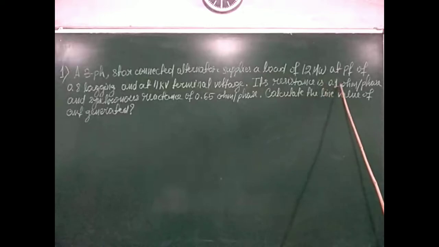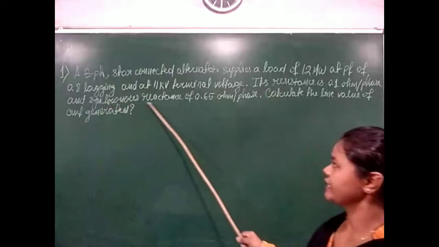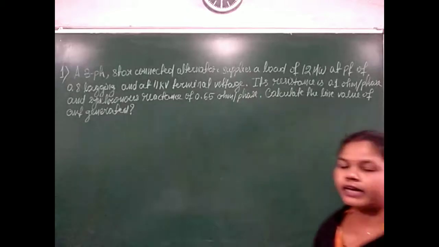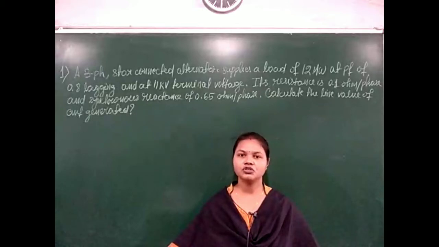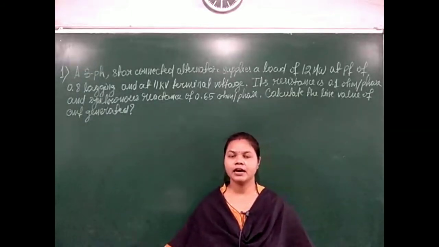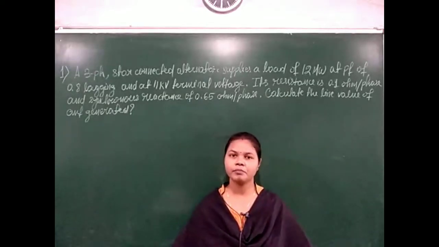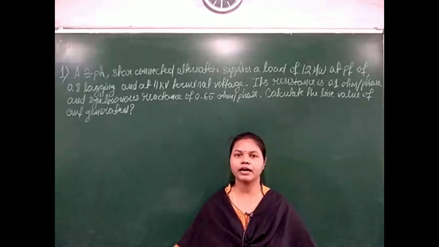Its resistance is 0.1 ohm per phase and synchronous reactance of 0.65 ohm per phase. Calculate the line value of EMF generated. So here the question is to find the EMF generated and its line value. And what data are given? Output ratings are given, power rating, voltage rating and power factor. And also the effective value of armature resistance and total synchronous reactance value are given.